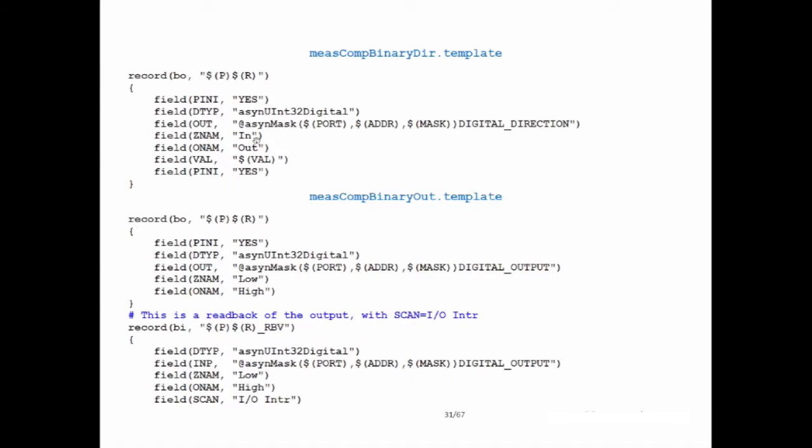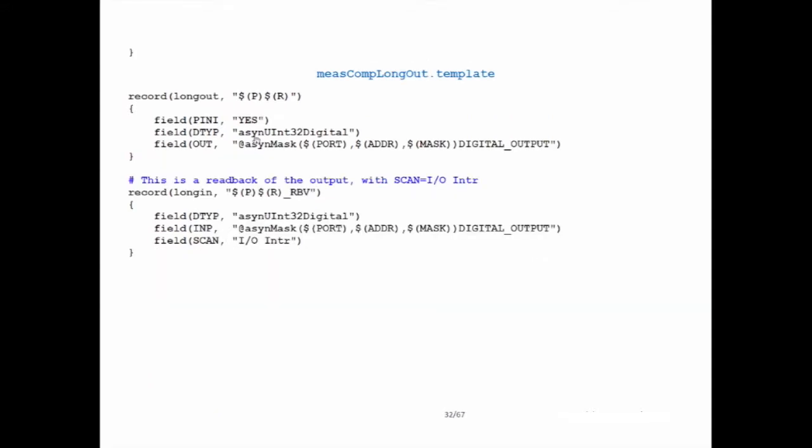So now we've got a template file for a binary output record here where we've got digital. So this is a binary output record that controls the direction. It's just either in or out. So that's a binary direction template. Here's a binary output template that you notice takes a mask argument. And then this is a readback of the output with IO interrupt scan. So that's an RBV. That's not reading the input, it's just reading what was last written to the output.